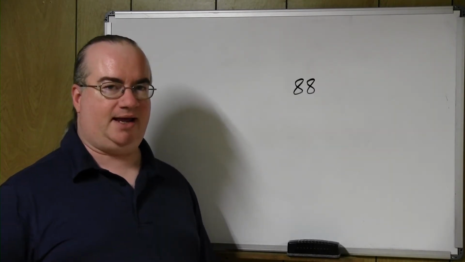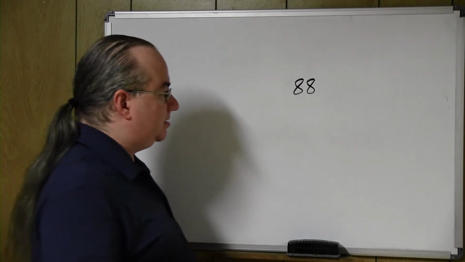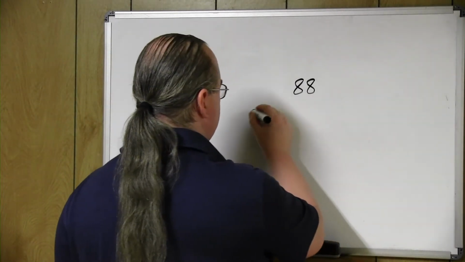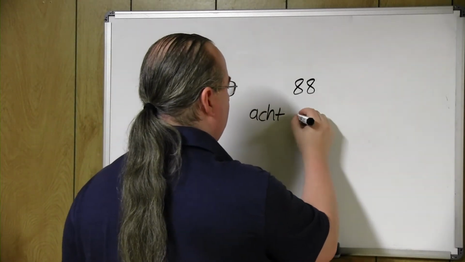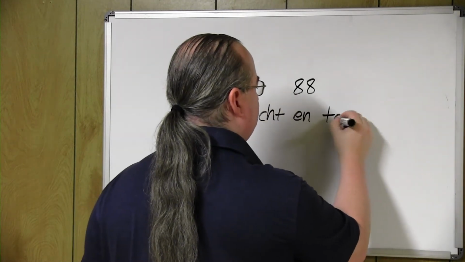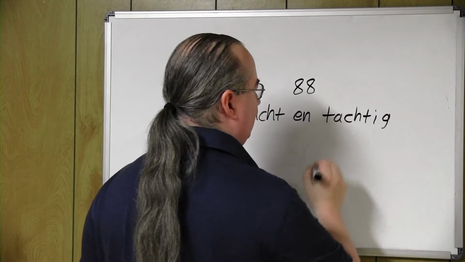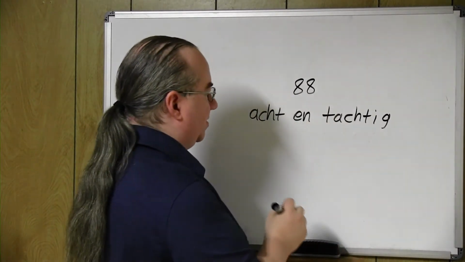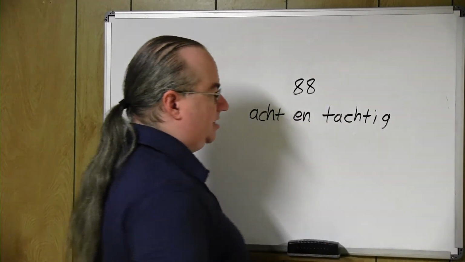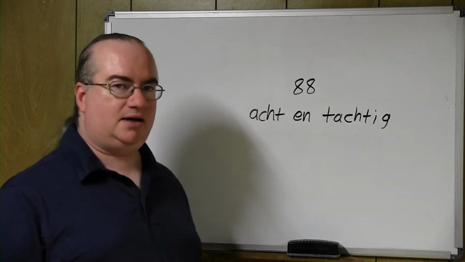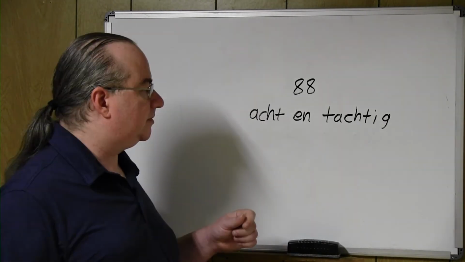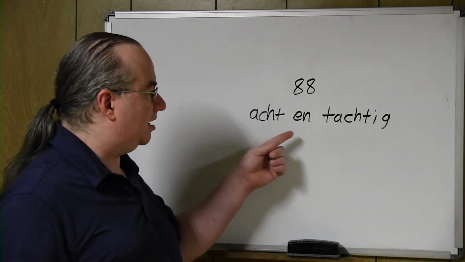Now let's try 88. You're going to like how this one sounds. Achtentachtig. Remember the 80 for 80 starts with a T. Notice there's a CH, and a G. So you're going to have a lot of sound to practice on this one. And it's pronounced 88.